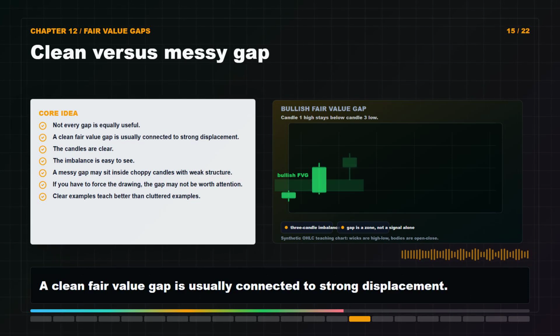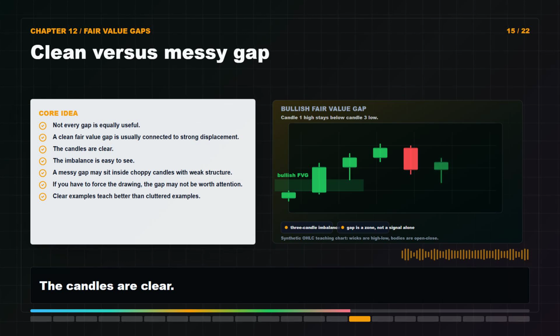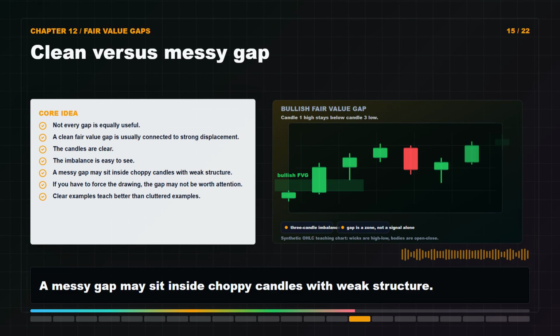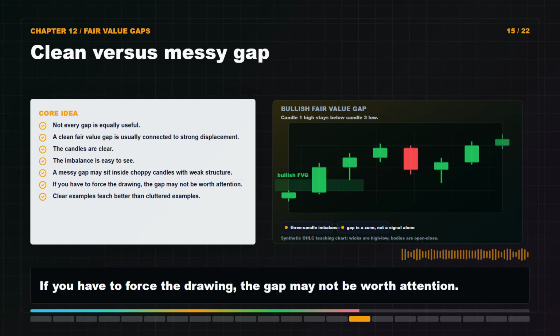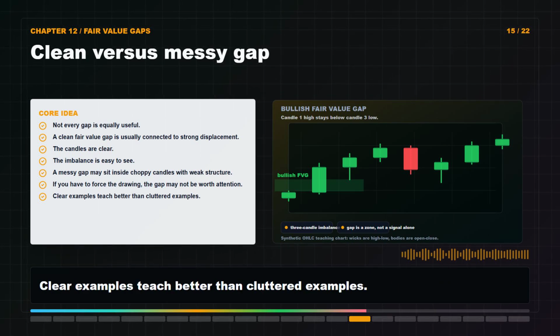Not every gap is equally useful. A clean fair value gap is usually connected to strong displacement. The candles are clear. The imbalance is easy to see. A messy gap may sit inside choppy candles with weak structure. If you have to force the drawing, the gap may not be worth attention. Clear examples teach better than cluttered examples.